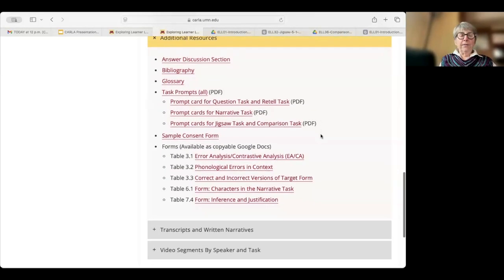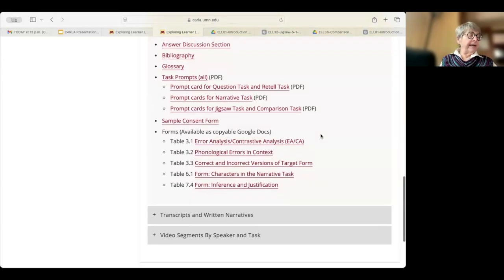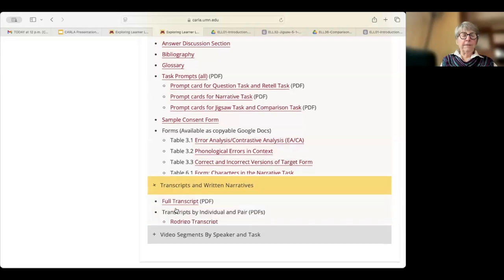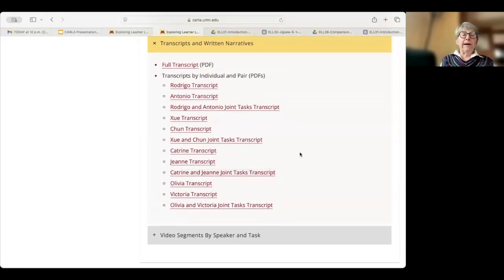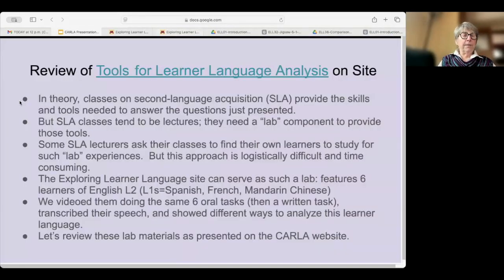A list follows of all of the video segments. We did transcribe all of the oral language that was produced, and those appear here. Transcripts of every word you will see on the screen to the interviewer or to one another, as well as written narratives, where at the end of each set of oral tests, we ask each learner to write out one of those narratives. So now we're going to go back to the slides. That's what you're going to find on the website, and you can explore that on your own.